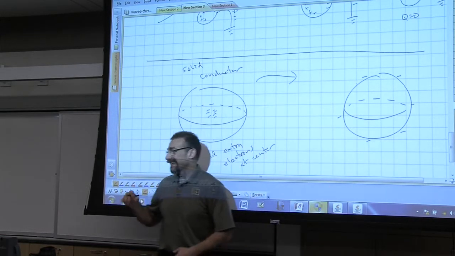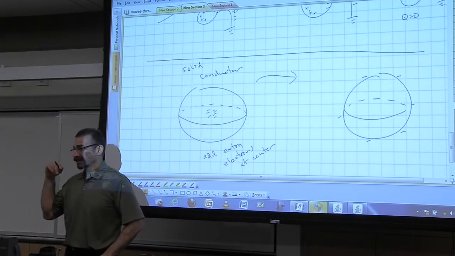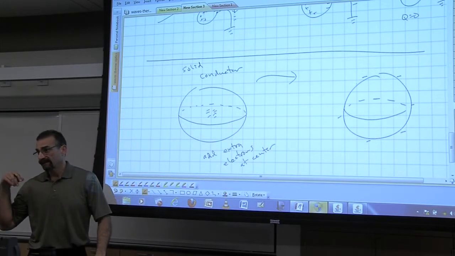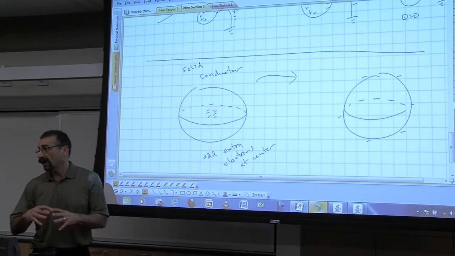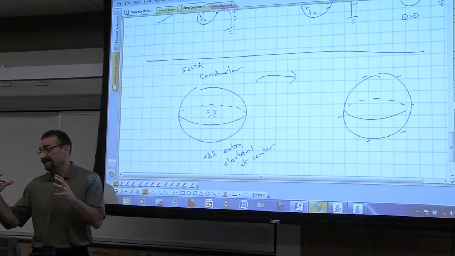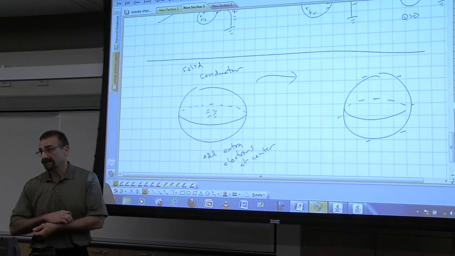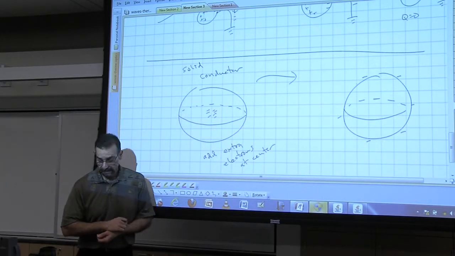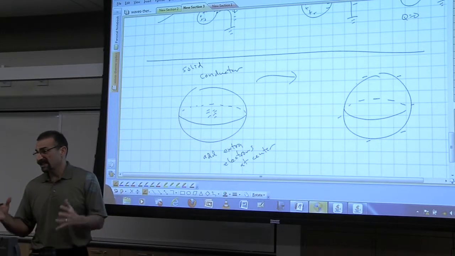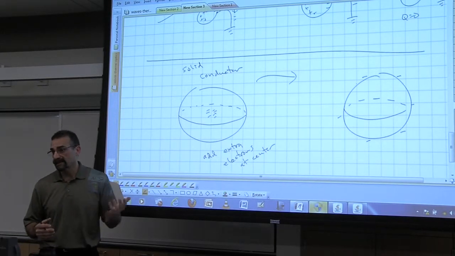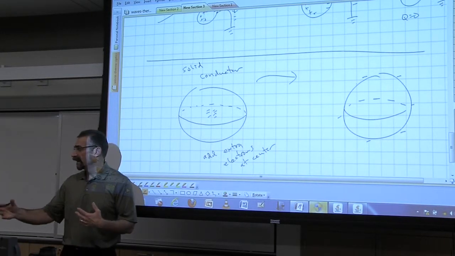So any excess charge on a conductor in static equilibrium always ends up on the outermost surface. This is for charges that are in equilibrium. If we put an electric field on a conductor and they're moving, that's different.